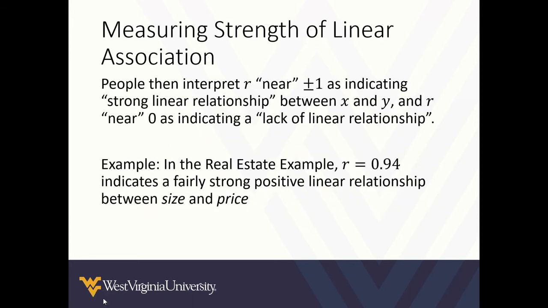Now, it will be a rare case where you have your correlation coefficient to be exactly 1. So when we say that R is near plus or minus 1, we see that as indication of a strong linear relationship between x and y. And when R is near 0, we see that as an indication of a lack of linear relationship. And so in our real estate example, we have R being equivalent to 0.94. So this would indicate a fairly strong positive linear relationship between size and price.